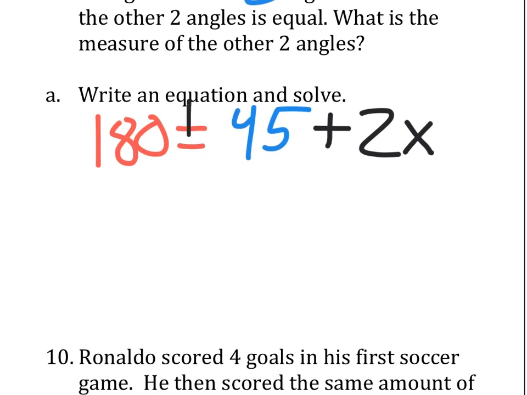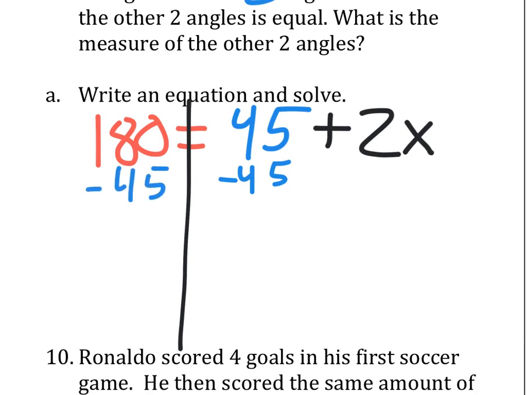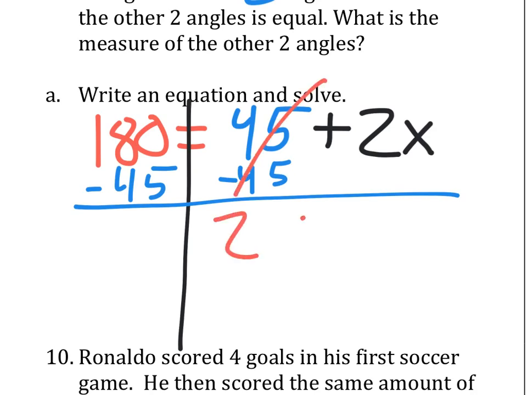Now I've got to solve this thing. Draw my line going down the middle, and I've got to get everything away from the variable. So I subtract 45 on both sides. Just like always, these two cancel each other out. I'm left with 2x on the other side, and I'm going to do 180 minus 45, and I'm going to have 135.